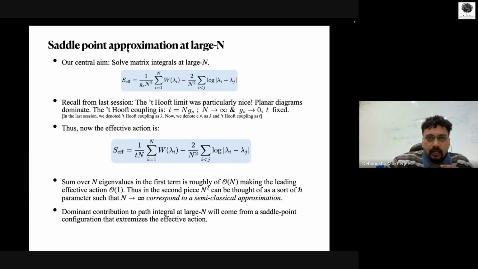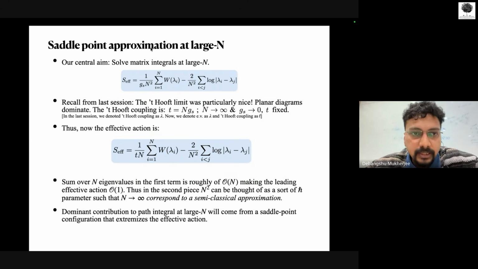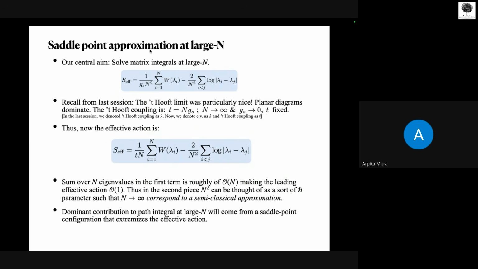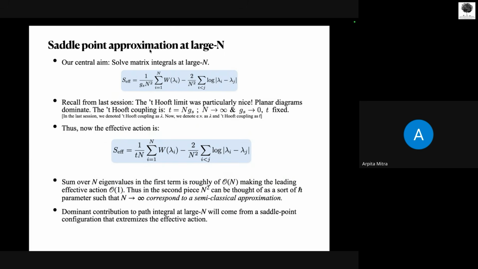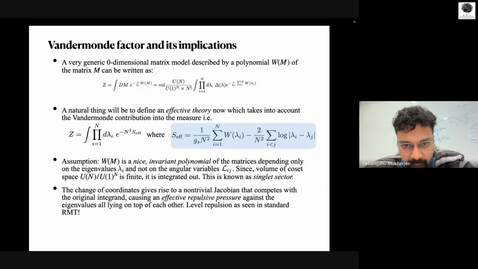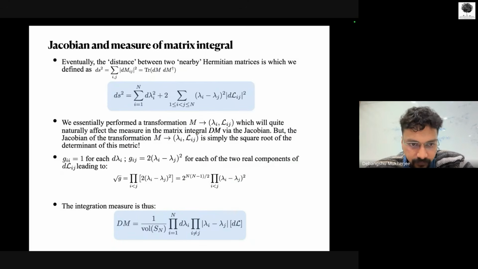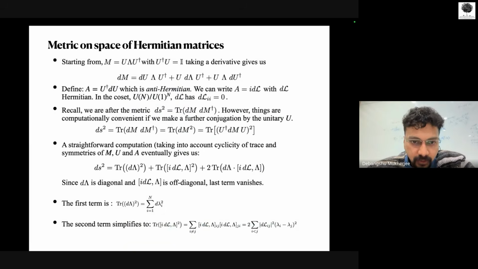Okay. Now let us look at the saddle point approximation at large N. So now that we have got an effective action and we have defined something like this, our central aim... Sure, is there a question? Can I think of the Vandermonde determinant as like the measure Jacobian? Yeah. That is exactly what it is. That is exactly what it is.